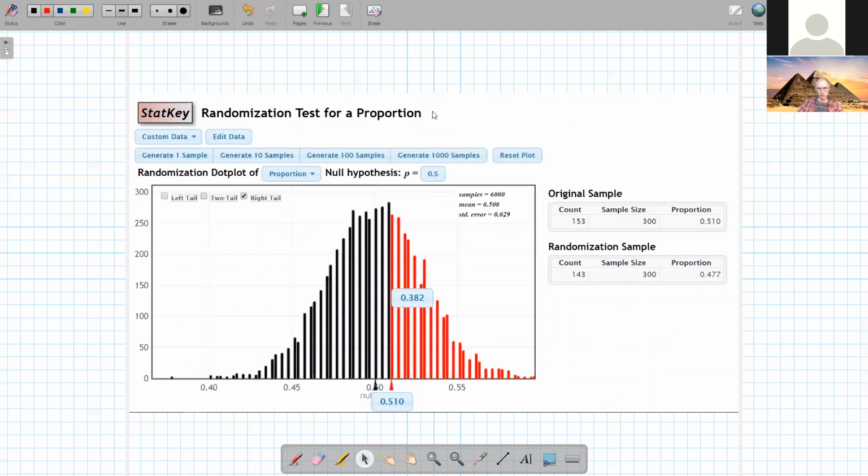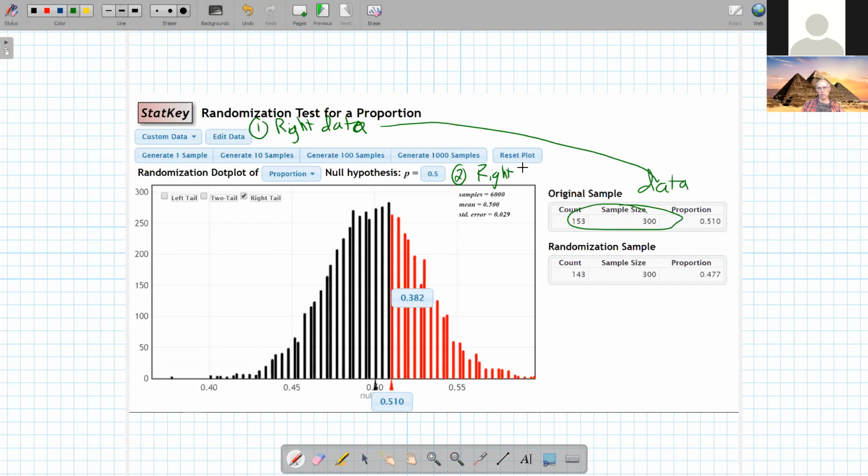All right, so here's my StatKey. The things we have to check to make sure we get right: number one, do we have the right data? For a proportion, that means you need a count and a sample size. So this right here is my data. These two are kind of related. That's the first thing I gotta do. The second thing is, do I have the right null hypothesis?